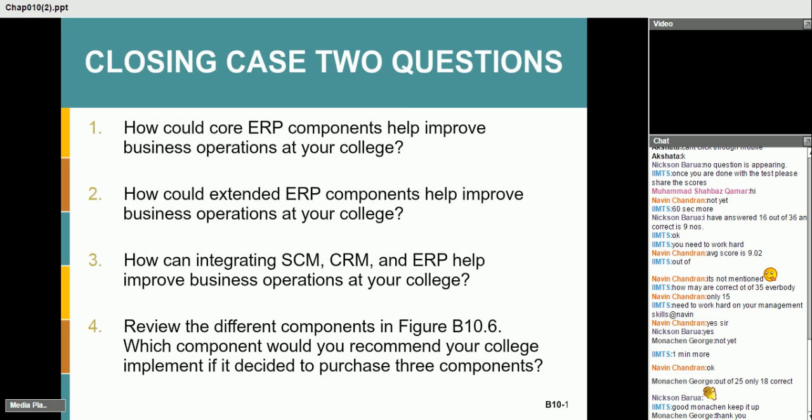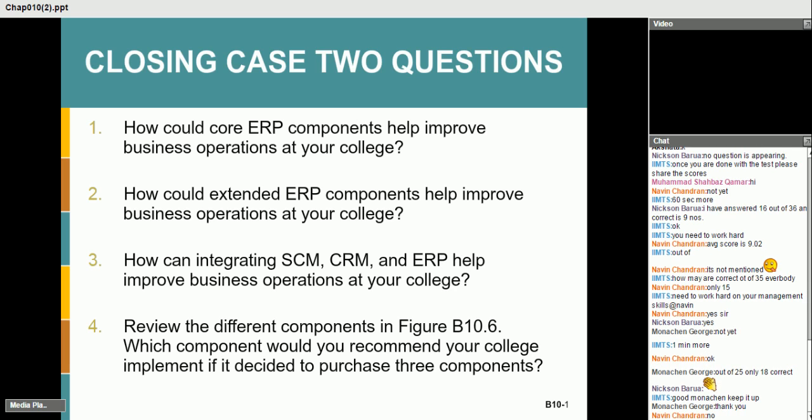That is all. That brings us to the end of today's class on enterprise resource planning. Hope everybody has enjoyed today's class. Any questions, anybody, any doubts, anybody want to ask something? Naveen says no. What about others? What about others in the class?